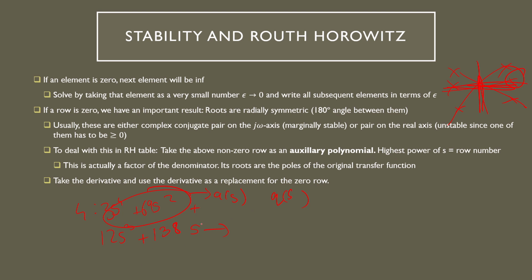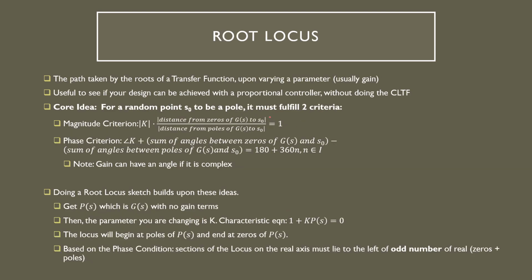So when you take this derivative dA by ds, you can use this as a replacement for the 0 row and continue your analysis. If you see a 0 row, you can guarantee the system is not stable, because it's either marginally unstable or fully unstable, which is in full respects unstable. Okay, that covers Routh-Hurwitz.